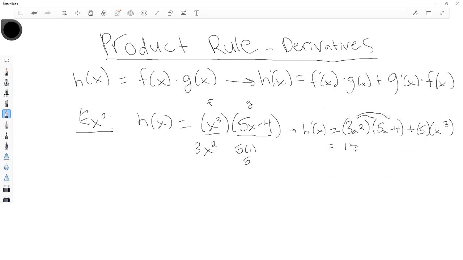So it'll be 15x cubed minus this times 4, negative 4, which is 12x squared. This will be plus 5x cubed. Add these two together, you get 20x cubed minus 12x squared. And that's the derivative for this problem.